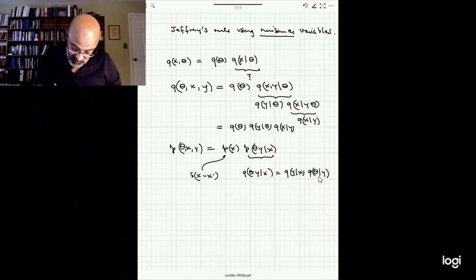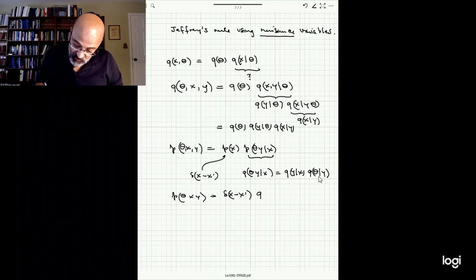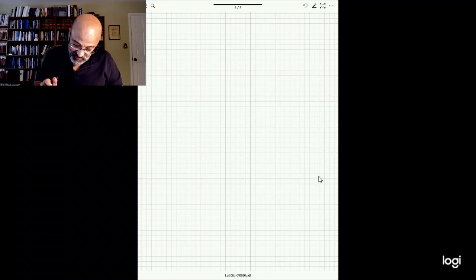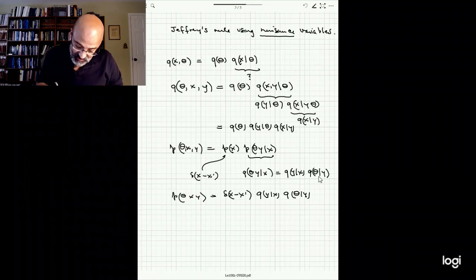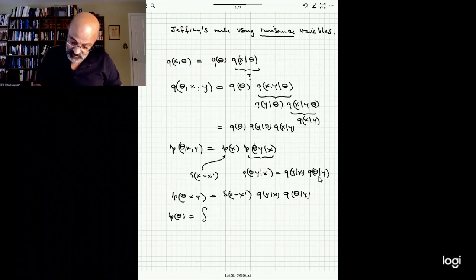So the posterior is going to be delta(x - x prime), and here we have q(y | x), q(theta | y), and if we want the probability of theta, which is what we want, the updated probability, we have to integrate over x and y.